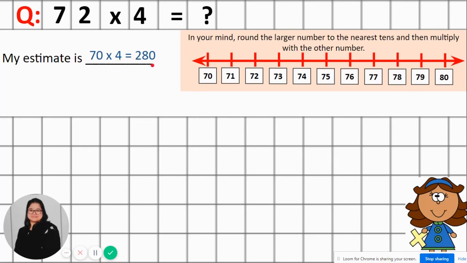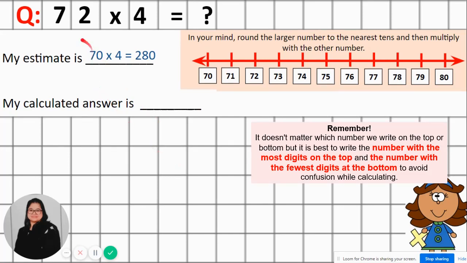How did I get this 280? 4 times 0 will give me 0. Then 4 times 7 will give me 28. Okay. So this is our estimate. So remember the two steps. We have to round the larger number to the nearest tens and then multiply it with the other number. So let's go ahead and calculate the answer to this question using the formal written method.